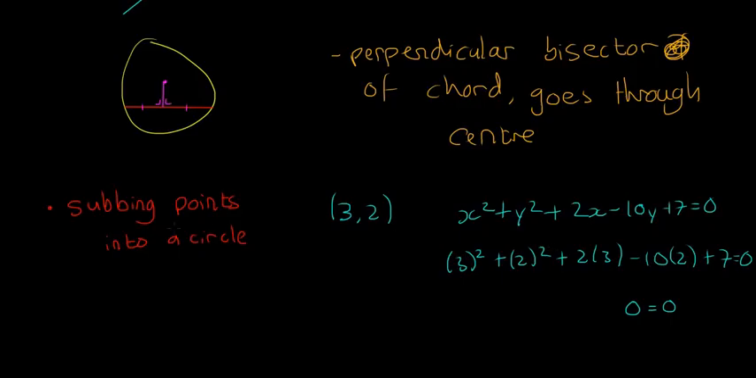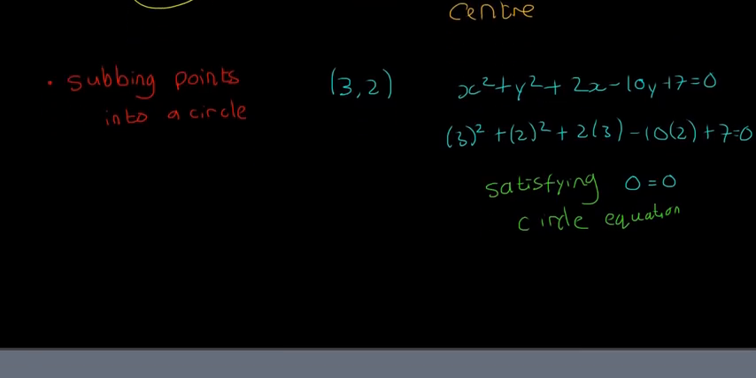You need to know that, because there's going to be a whole problem on subbing points into a circle, trying to find its equation. It's probably better explained with an example, but you do need to know that if you put a point into a circle, and it is on that circle, then it will satisfy the equation. That's what it's called, getting 0 equal to 0 at the end. So it's called satisfying the circle equation.